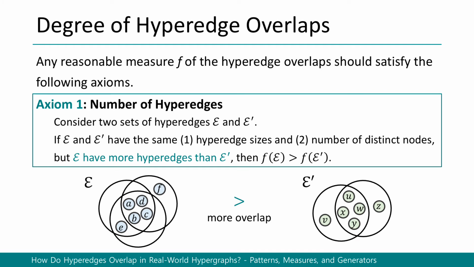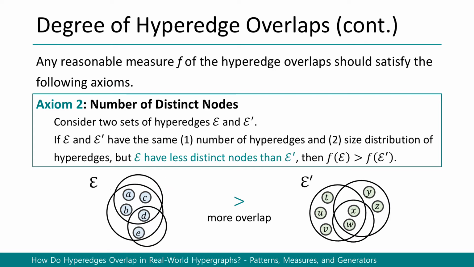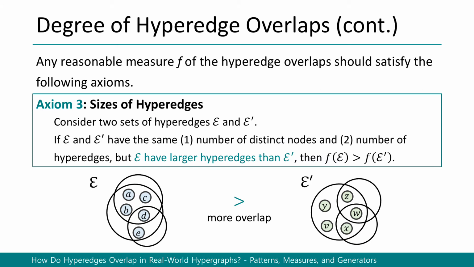To address this issue, we present 3 axioms that any reasonable measure of hyperedge overlaps should satisfy. First, given the same sized hyperedges and the same number of nodes, the one with more hyperedges overlaps more. Second, given sets of the same number of hyperedges and the same hyperedge size distributions, the one with fewer distinct nodes overlaps more. Finally, given sets of the same number of nodes and the same number of hyperedges, the one with larger hyperedges overlaps more.